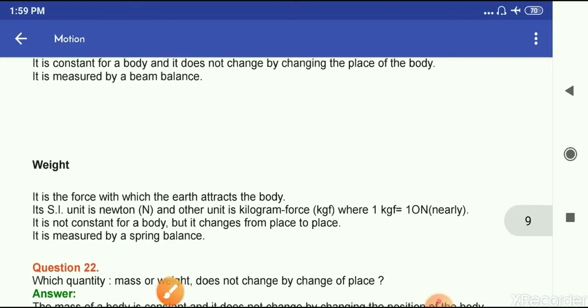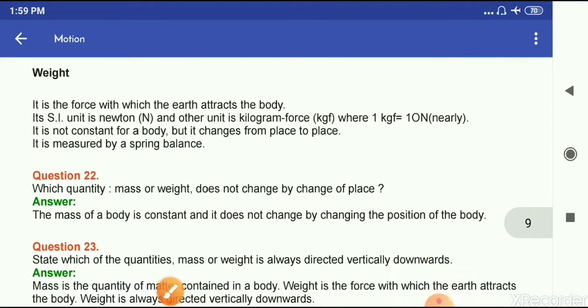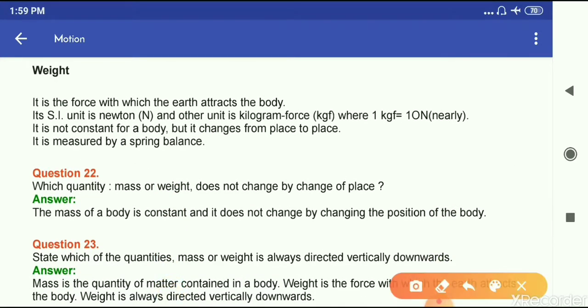Now weight, it is a force with which earth attracts the body. Its SI unit is Newton and other unit is kgf. It is not constant for a body but changes from place to place, and it is measured by a spring balance. So these are the differences between mass and weight.